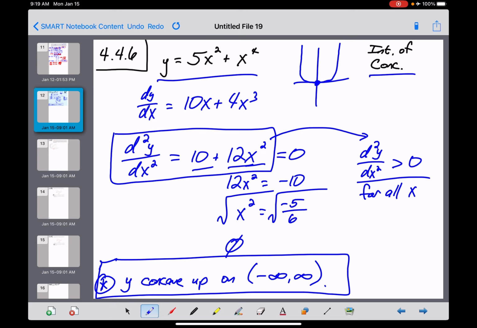So that can happen sometimes, maybe not the prototypical example, but one that we should know how to handle. Your second derivative might not ever change sign, and it might be either concave up or down for all real numbers.